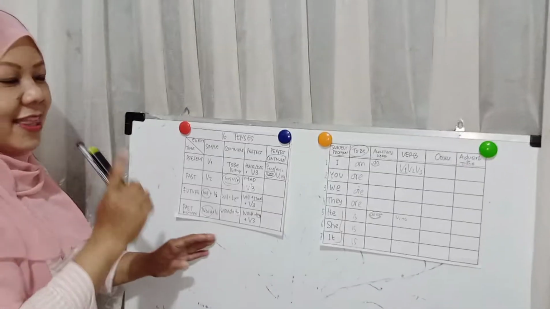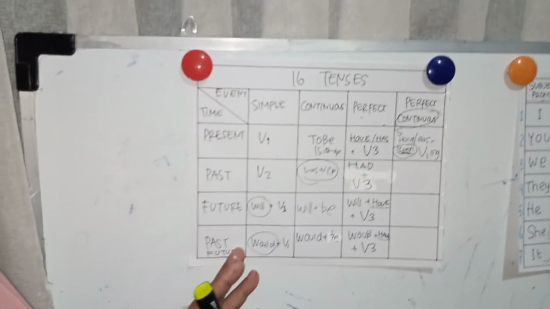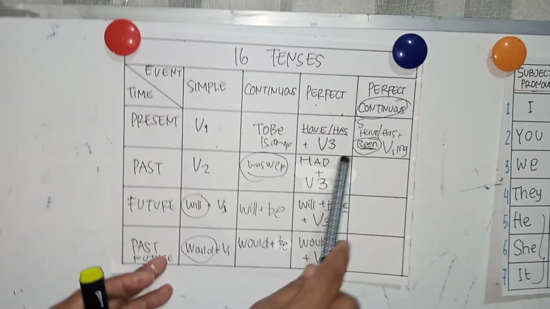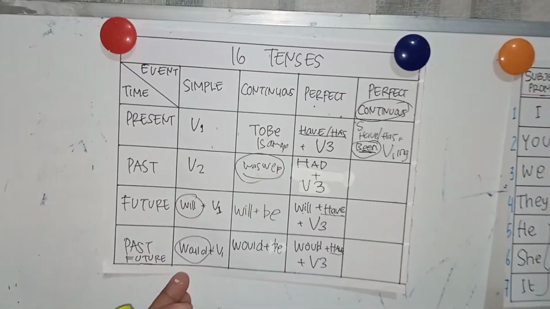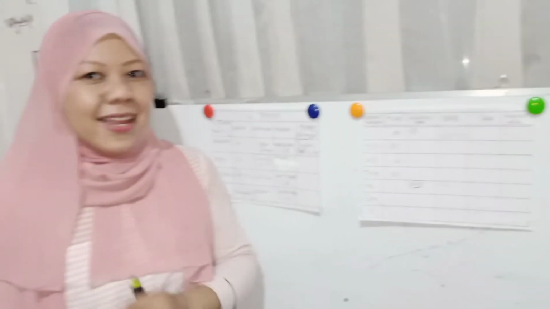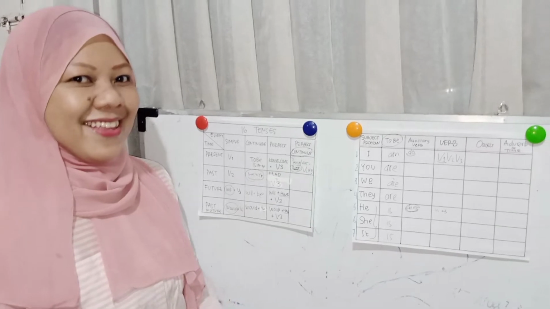Don't forget the main thing. Every time you see to be, always use verb ing. That's why you see verb ing in every continuous. So to be and verb ing are always connected, and they shouldn't be divided in this affirmative sentence.